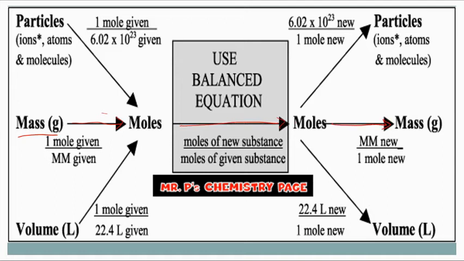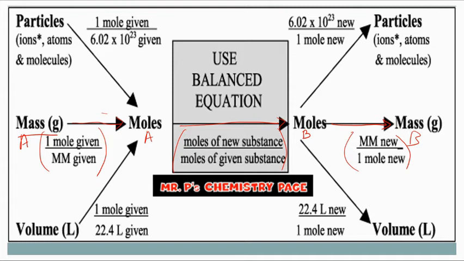So when I'm going from mass of A to mass of B, I'm going to convert from mass of A to moles of A. Then I'm going to use my mole ratio to go from moles of A to moles of B. Then I'm going to use my molar mass to go from moles of B to mass of B.